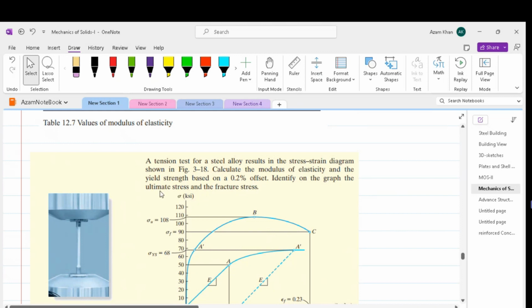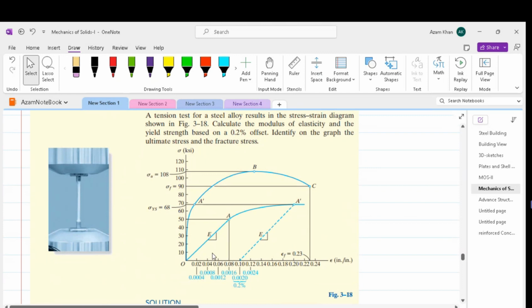We also have to identify the ultimate stress and the fracture stress. In this figure, we don't have any well-defined yield point. So obviously we have to use the 0.2% offset rule for finding out the yield point. The modulus of elasticity: stress is equal to E times strain, and the modulus of elasticity can be determined from the initial point of this curve.